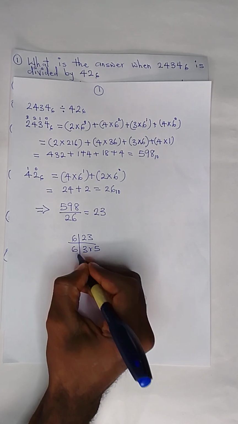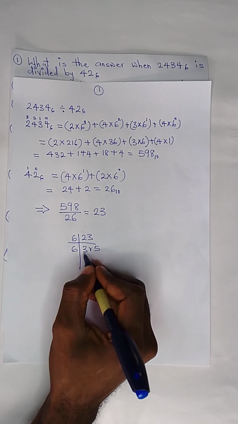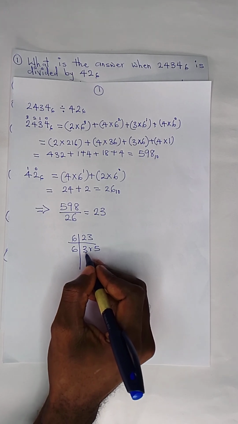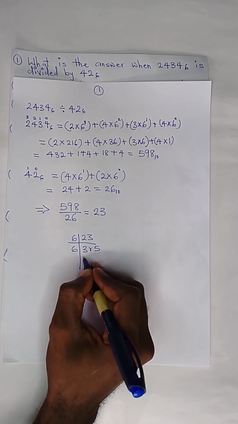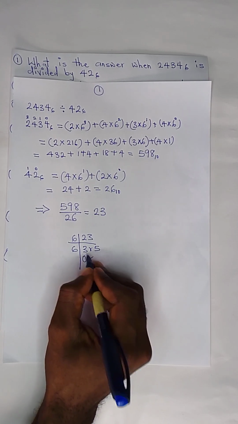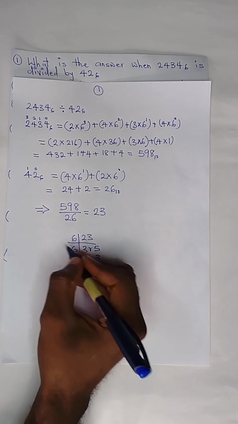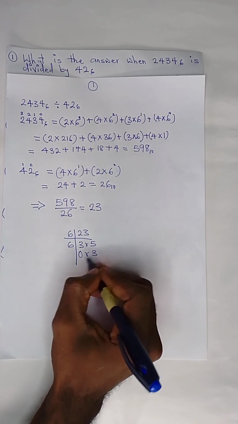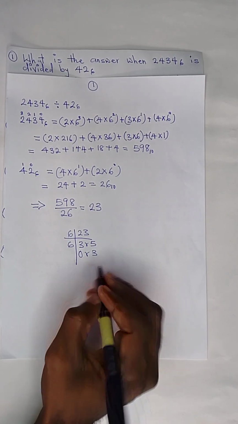Now we say 6 again. 6 goes into 3. 6 cannot go into 3. So since 6 cannot go into 3, you are going to say 0. Then remember this 3 that the 6 cannot go into. So you write it here. So now, since we have 0, we cannot divide again.